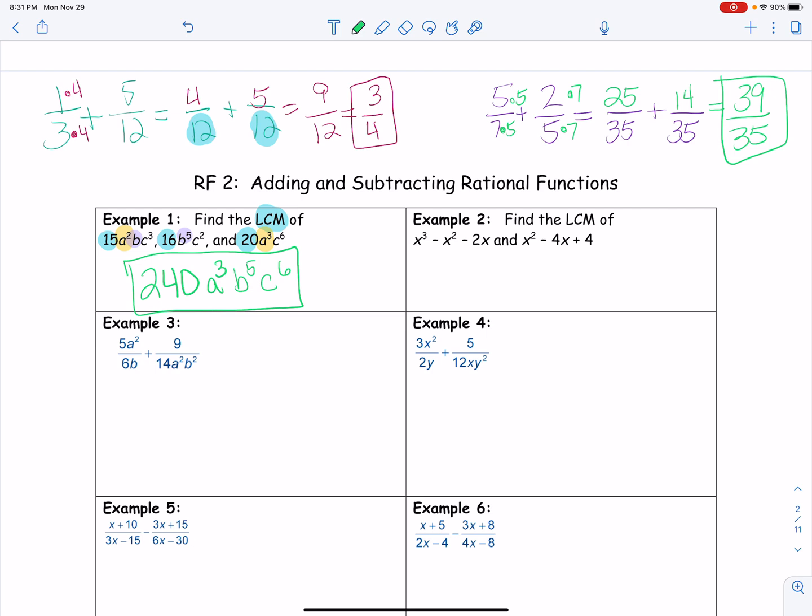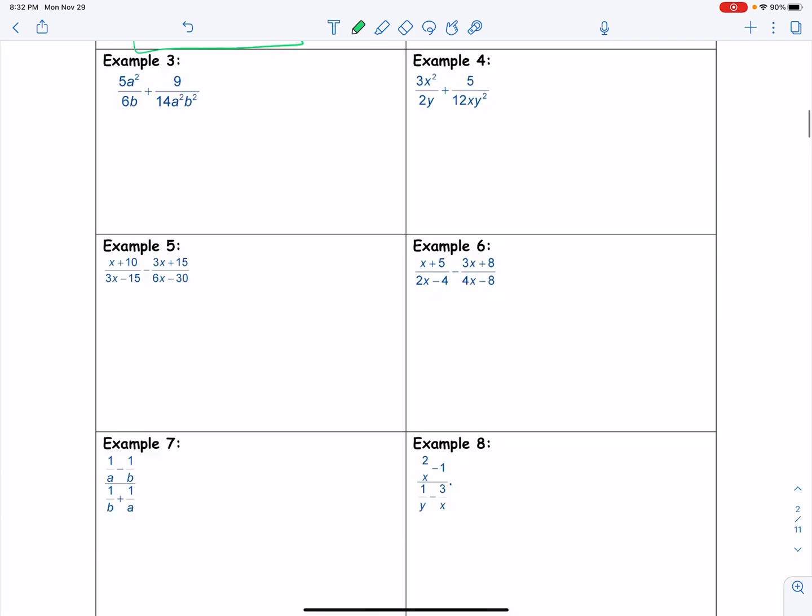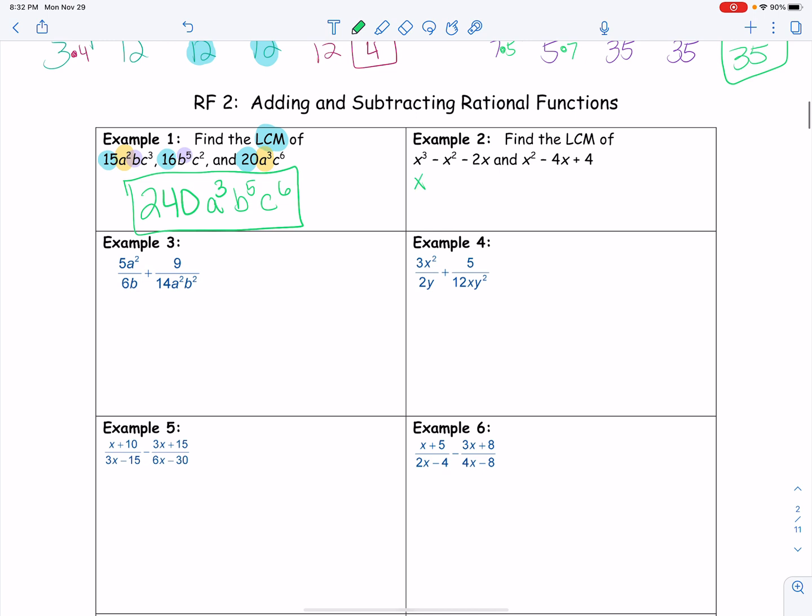Okay, to do the next one, example 2, you can't do the least common multiple until you get it factored. So the first thing I'm going to do is I'm going to take an x out. So that's x squared minus x minus 2. And then I'm going to factor. Factors of 2 that subtract to 1 would be x minus 2 and x plus 1.